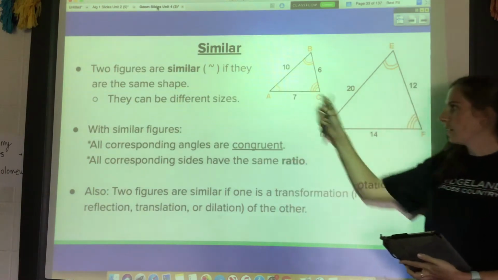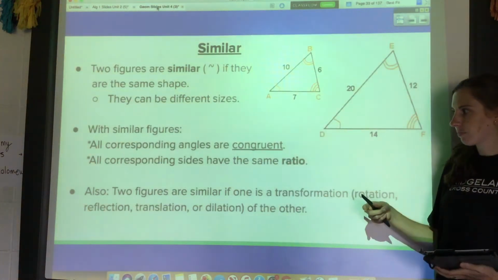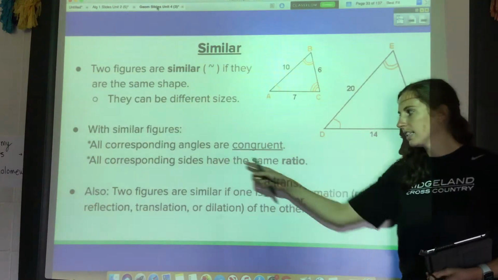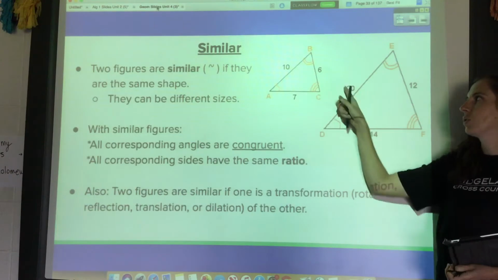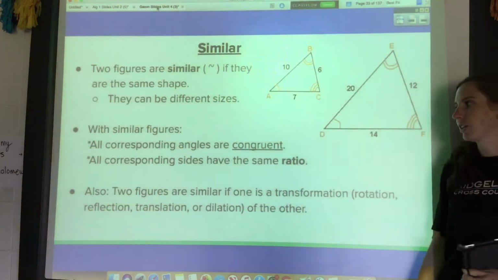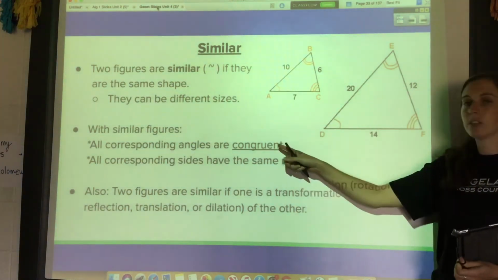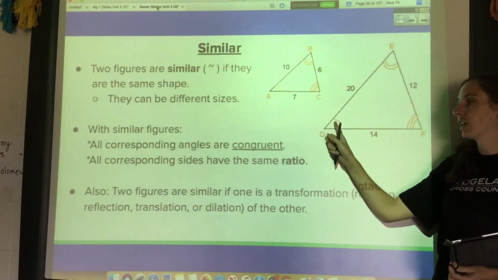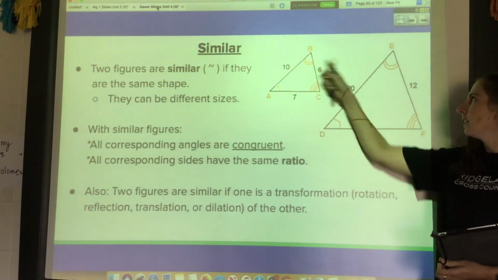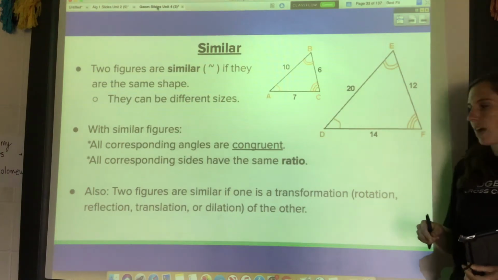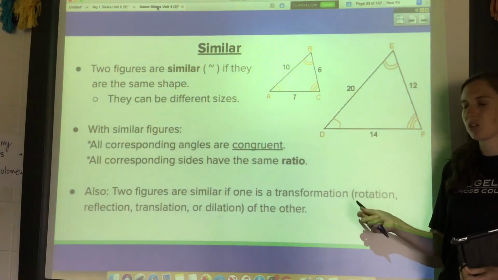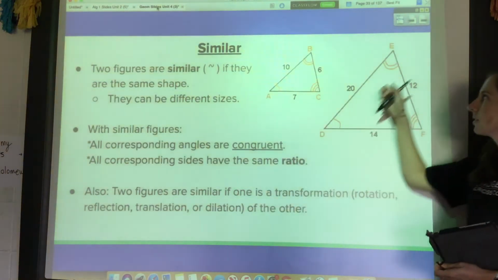When you have similar figures, like these two triangles here, all the corresponding sides have the same ratio. So like 7 to 14, 10 to 20, 6 to 12, it's all the same ratio. All the corresponding angles are congruent. So these angles are congruent, the same. These angles are the same, these angles are the same. Basically this happens from any sort of transformation, particularly dilations.